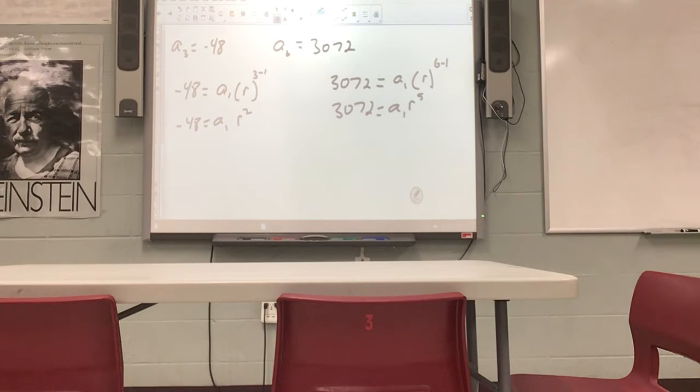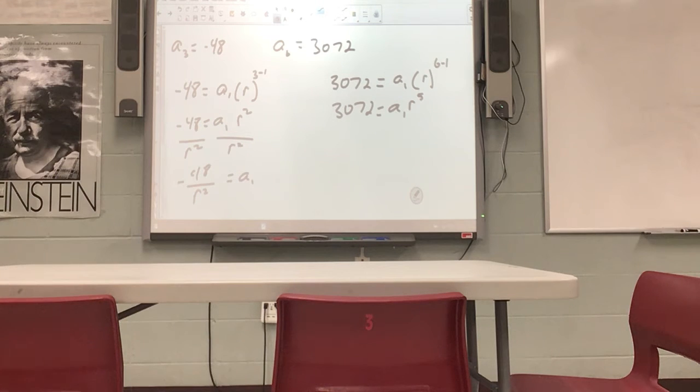Now, what we did with this on Tuesday with the arithmetic ones is we were able to eliminate one of the variables. But that's not really going to work here because they're multiplied by each other. So what we're going to have to do on this one is solve one of the equations, either for the A or the R, and then substitute it into the other equation. What I would do if I were you is solve for A in the one that has the smallest R. So that'd be this one right here, the negative 48. To get that A all by itself, I would just divide both sides by R squared. So I've got negative 48 over R squared is equal to A base 1.